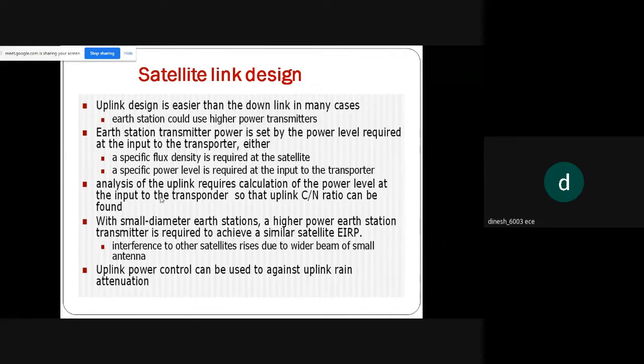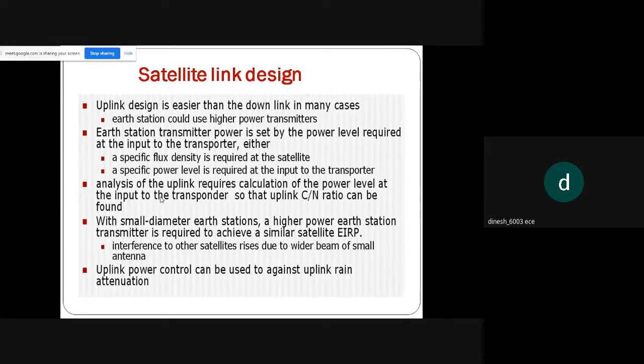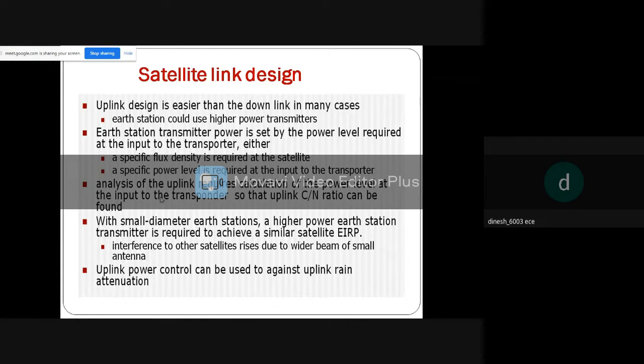Then the analysis of the uplink requires calculation of the power level at the input to the transponder, so that the uplink carrier to noise ratio can be found easily. So this carrier to noise ratio determination is an important concept that requires the power level to be determined at the input as well as the output of the transponder.